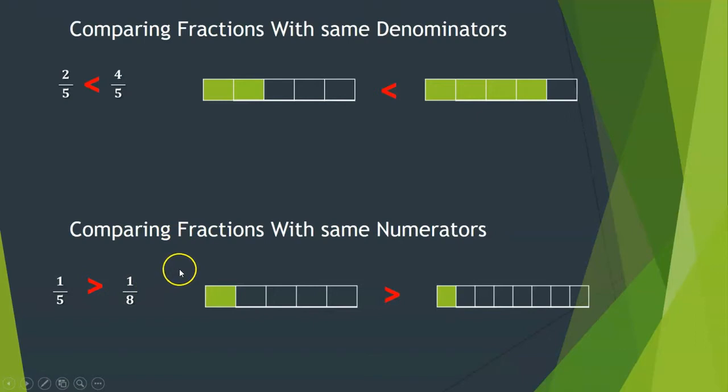So what did you notice here? When we have two same denominators, the smallest numerator is the smallest fraction. When we have same numerators, the smallest denominator is the greatest fraction. Okay?